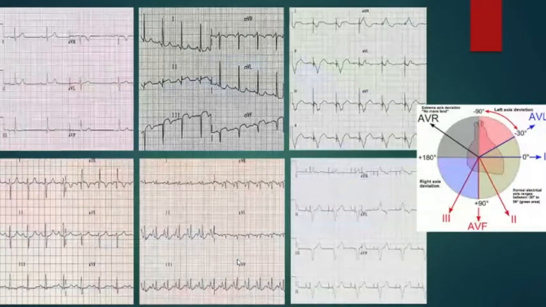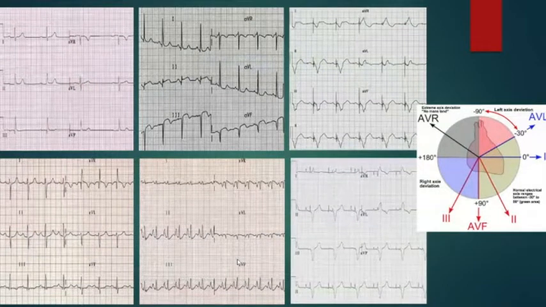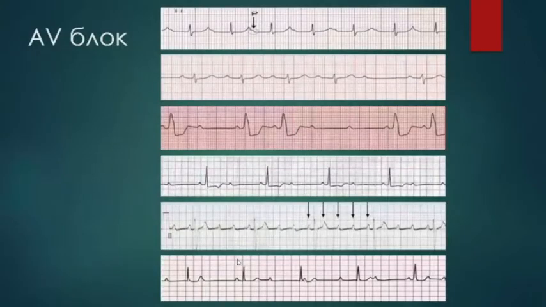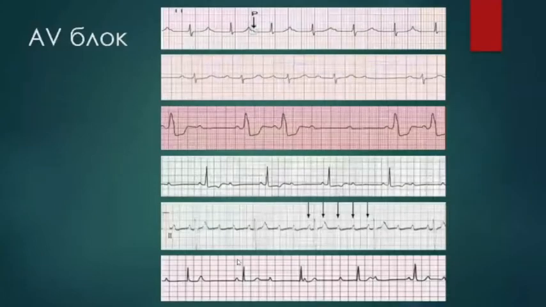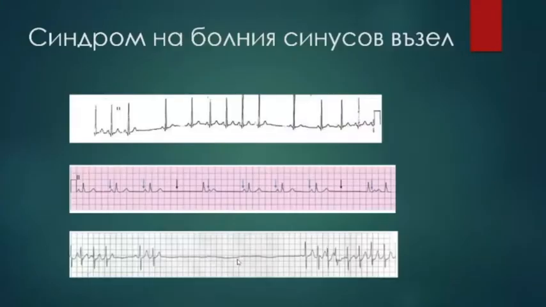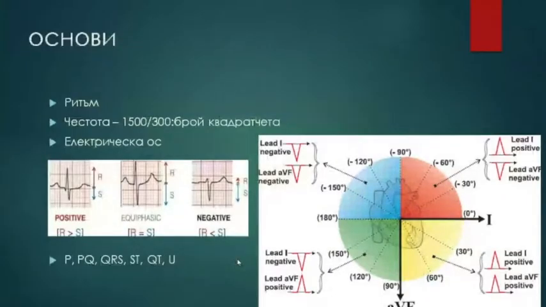Then we were discussing the PR interval. What is the normal length of the PR interval? 0.12 to 0.20? Yes, or 120 to 200 milliseconds. So, is there a way to have a PR interval shorter than 120 milliseconds? Is it possible? Yes, it's possible. In which case? If the rhythm is initiated by the AV node, maybe?